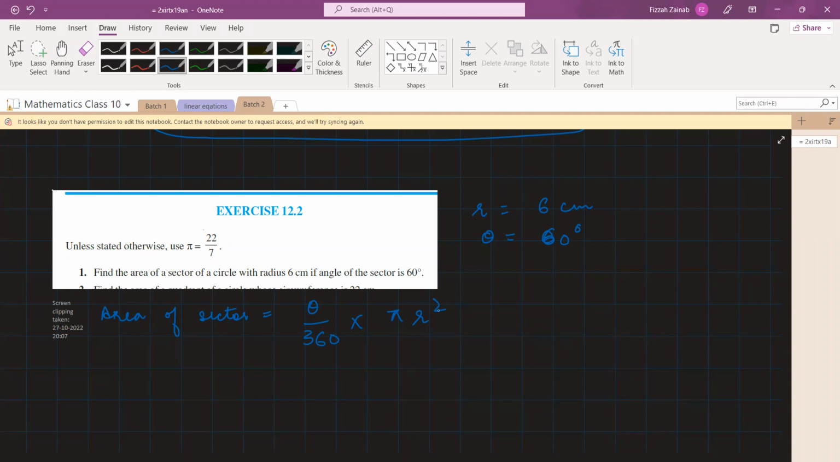Yes, what is the answer? Ma'am, 182.28. Okay, you can leave it in fraction. I think in NCERT it's given in fraction. Okay, ma'am, 132/7. Yeah, that's right. Yes, Rida, have you got it? Yes. Okay.